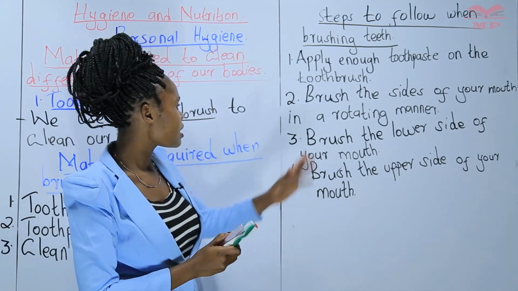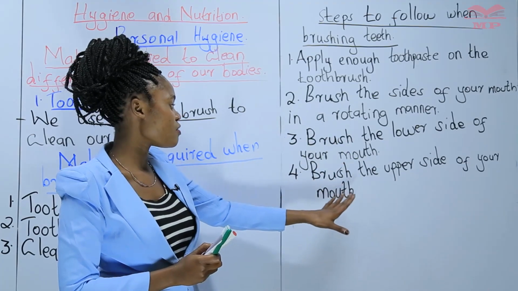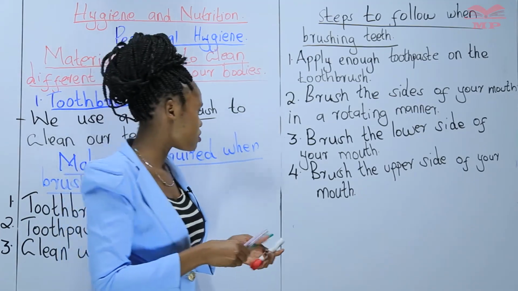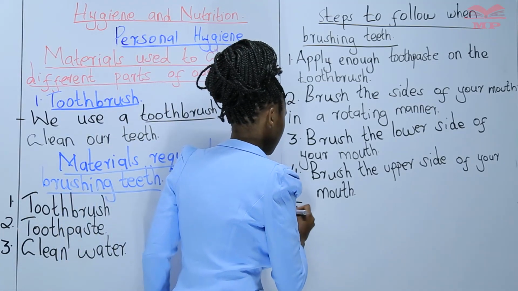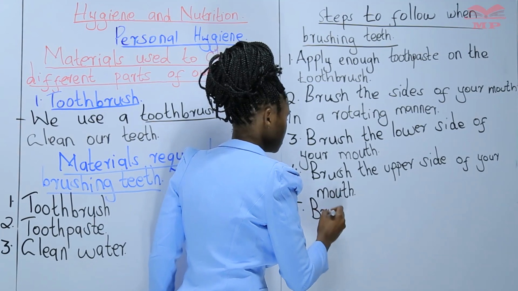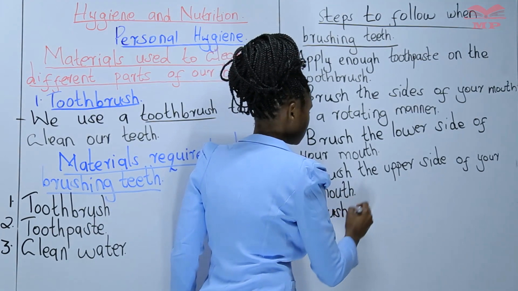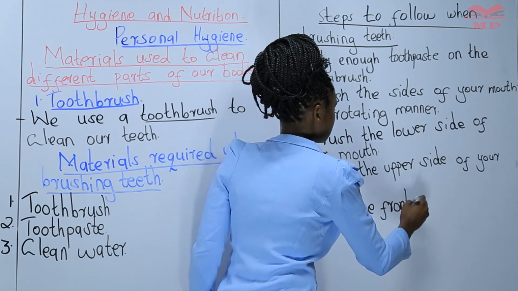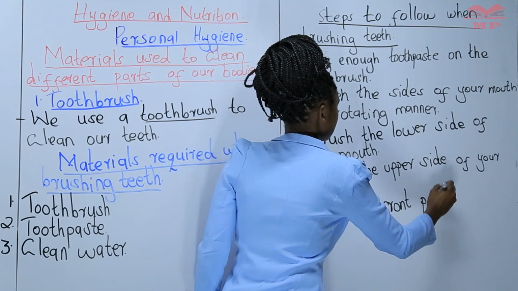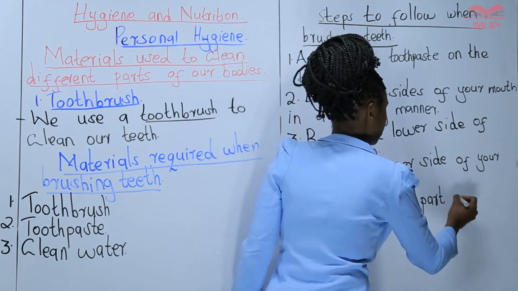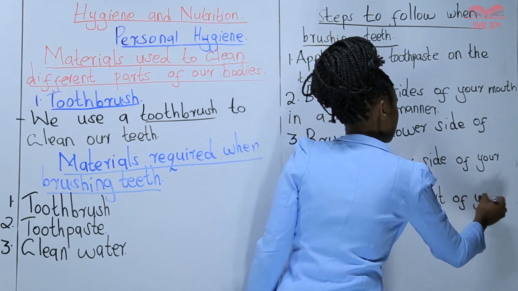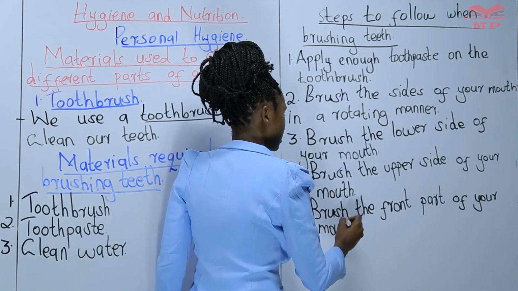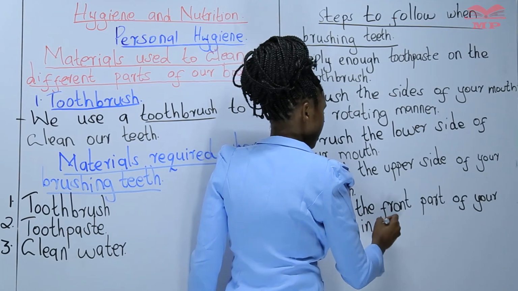So after you finish cleaning both the lower and upper side of your mouth, you now brush the front part of your mouth. So the fifth step is brush the front part of your mouth, still in a rotating manner.